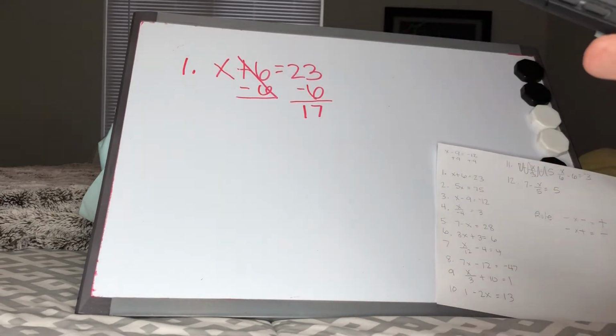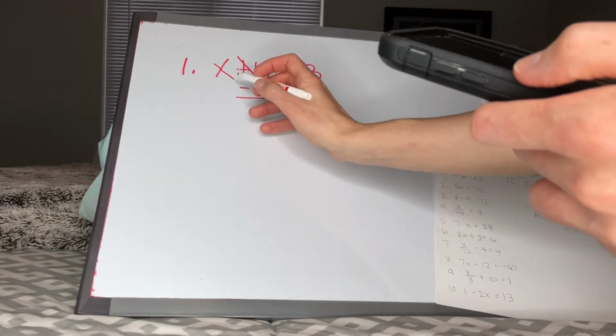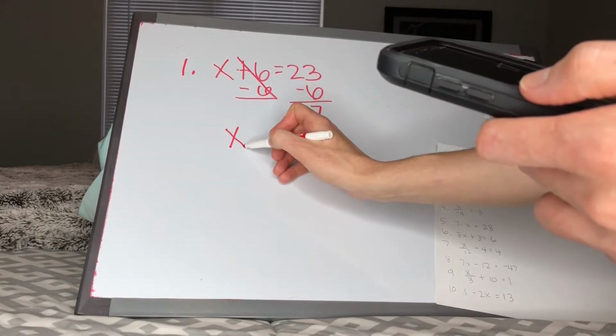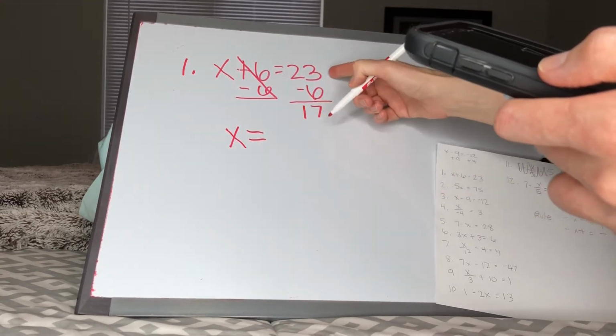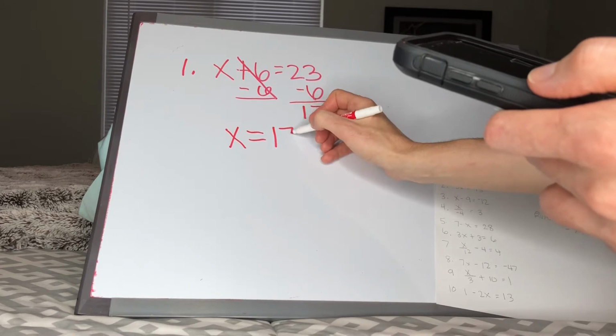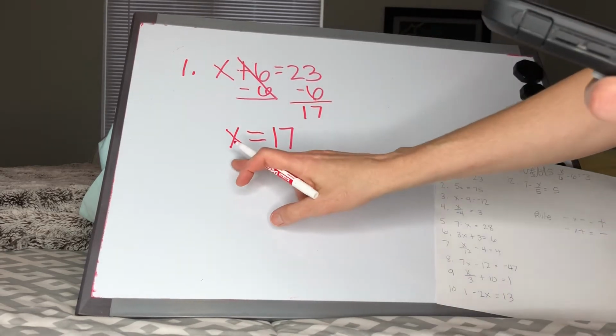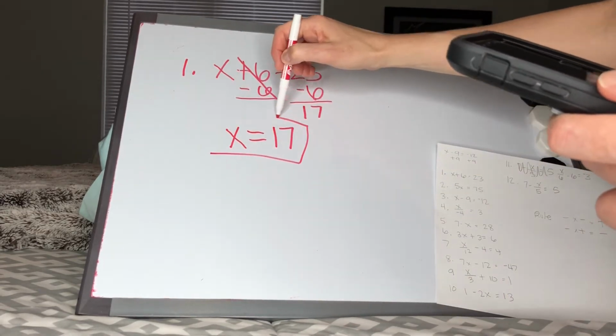And now you're going to rewrite your problem. So we're going to be x, we've gotten rid of this, equals, and what does it equal? 17. And so x is by itself, so this is your answer.